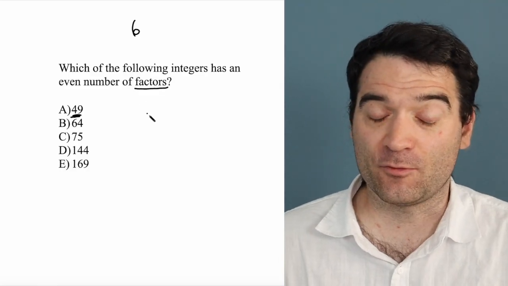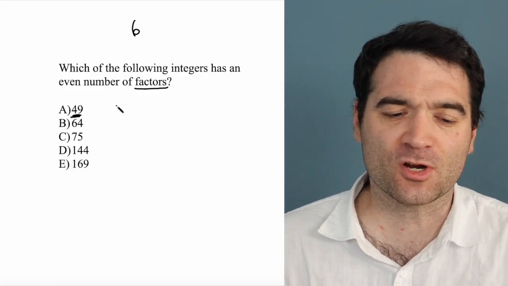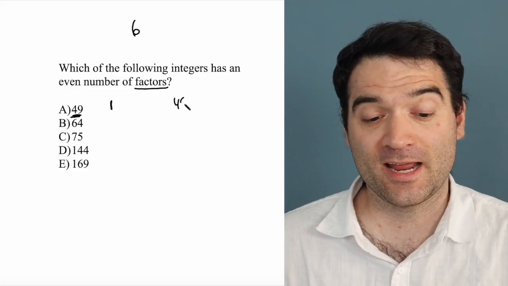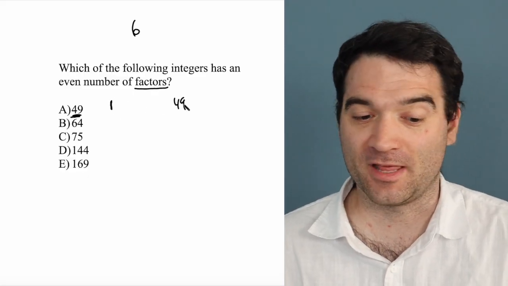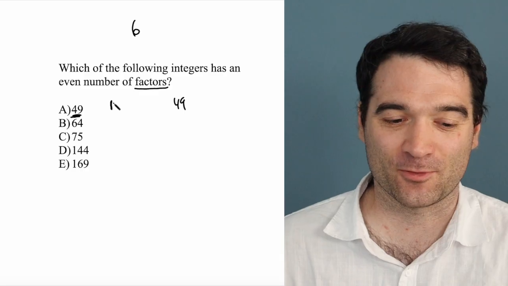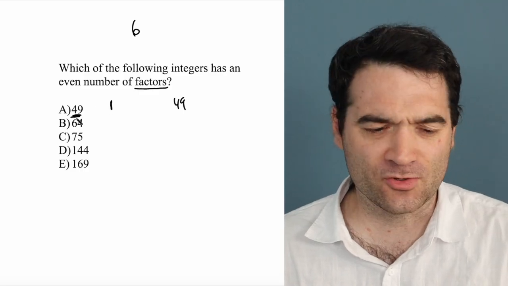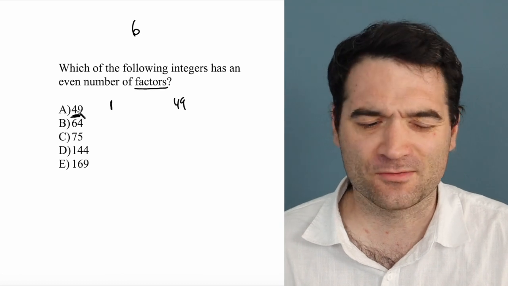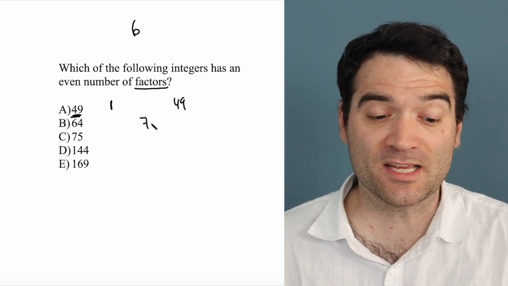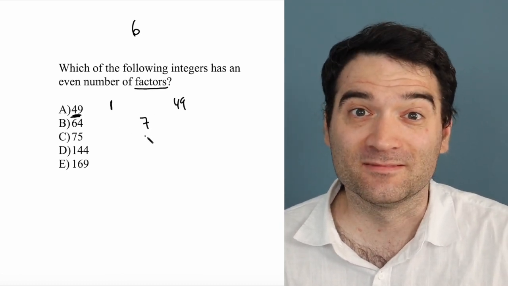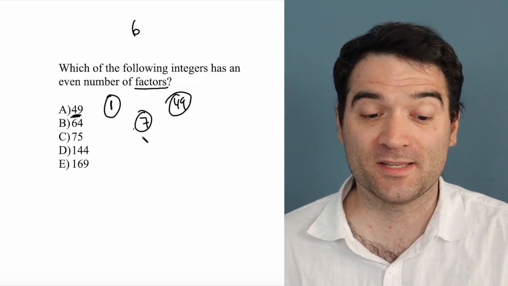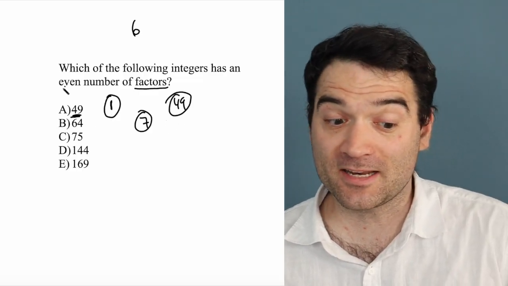So for instance, if we take 49 and we want to be methodical, let's start with the smallest factor of 49, which is 1. 49 and 1 are both factors, and they match together. 1 times 49 is 49. Well, what's the next one up? Not 2, not 3. You can use your calculator to check. 4, no. 5, no. 6, no. 7. Okay, 7 times itself, but that's it. So 49 has 3 factors, which are 1, 7, and 49, meaning that it's not even.